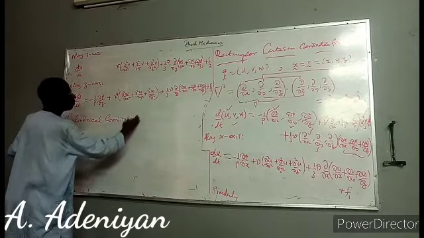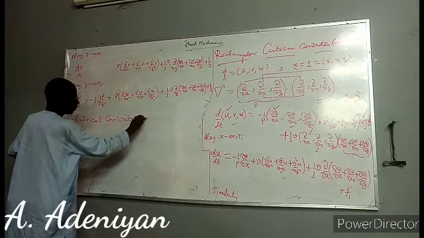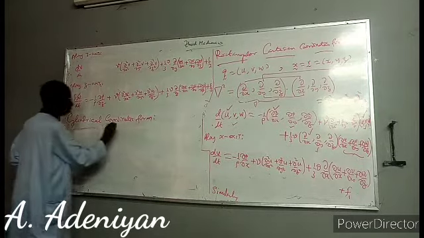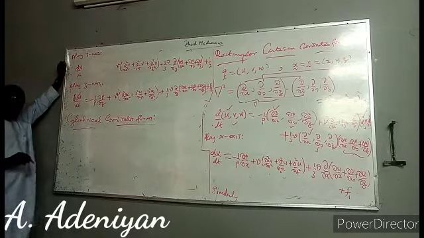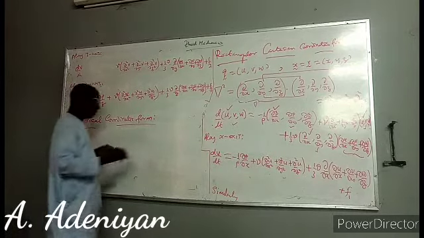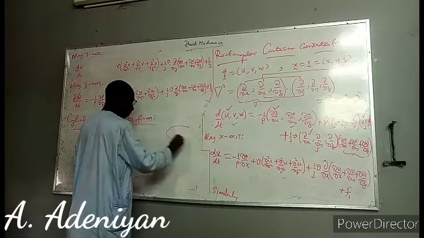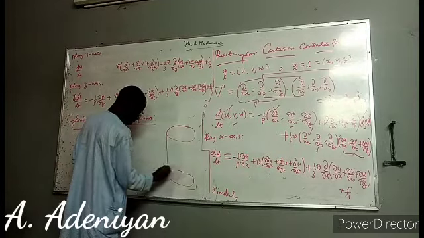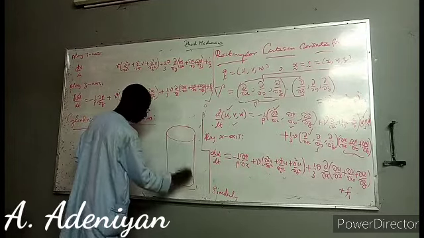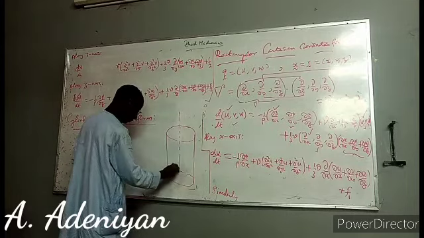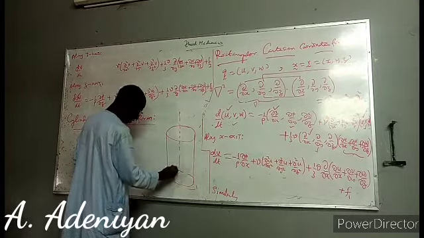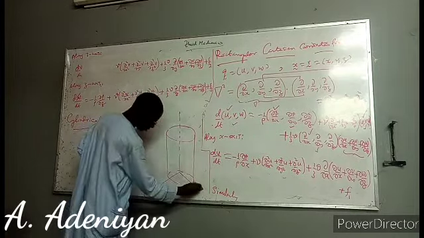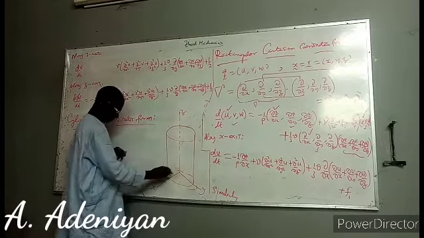Coordinate form, and we want to write the coordinate form of the Navier-Stokes equation in cylindrical coordinates. Of course, remember that the cylindrical coordinate system is the system where you have a cylinder, and let's say this is the z-axis, and this is x, y, and z axis. Say this is the origin.